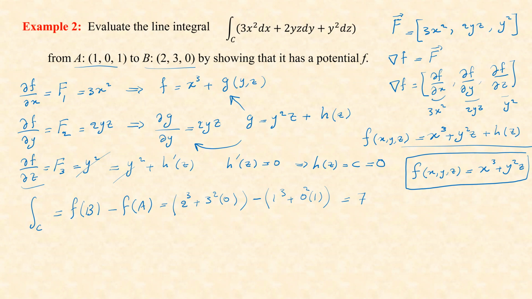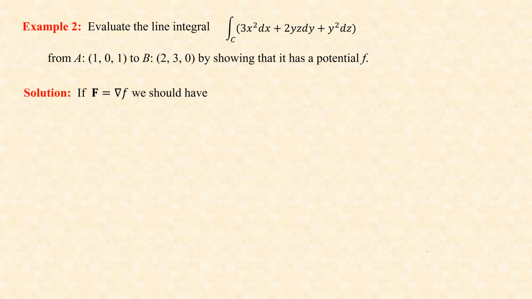Okay. Well, I'll go over it one more time because I have this printed also. So if F is the gradient of lowercase f, we should have the partial of f with respect to x equal to f1, which is 3x squared. That gives us f equal to x cubed plus g of y and z.